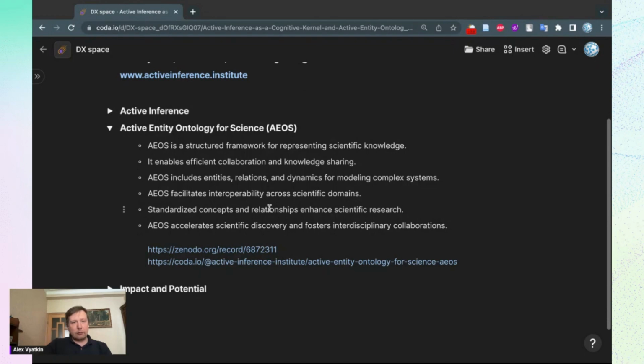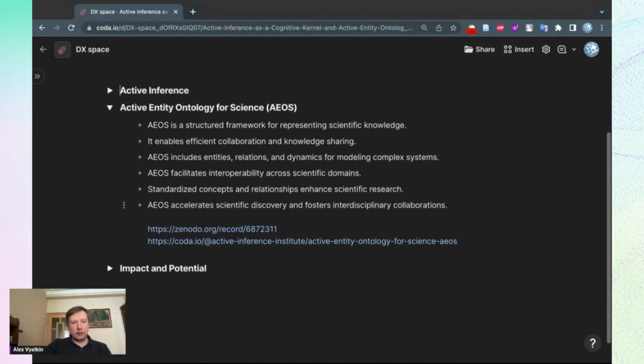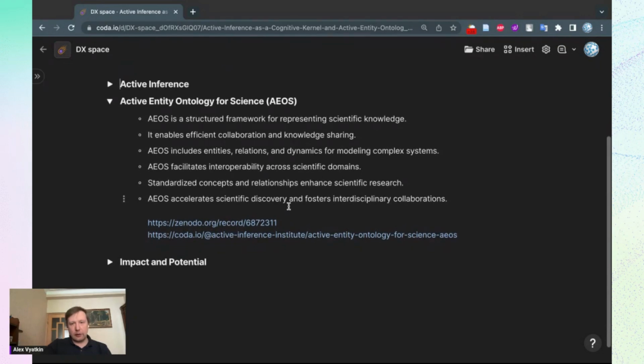It can facilitate interoperability across different scientific domains, with standardized concepts and relationships. And finally, it could be a way to accelerate scientific discoveries and interdisciplinary collaborations. You can find some additional information and actually a paper at these links, and the ontology itself you can find on the Coda page. Maybe have a look and consider if it connects with you in some way.